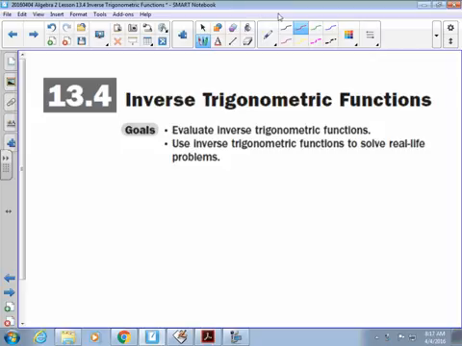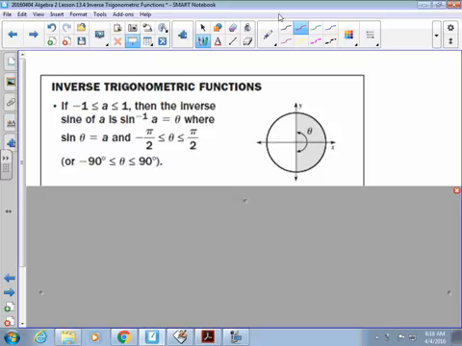This is Algebra 2 lesson 13.4. We're doing inverse trig functions. So we have a box talking about the inverse of tangent and cotangent and sine and cosine.